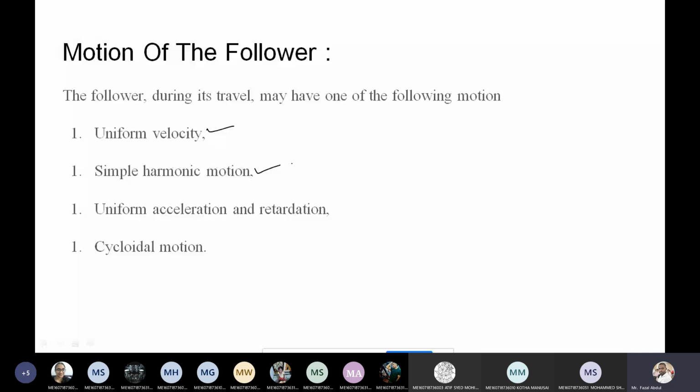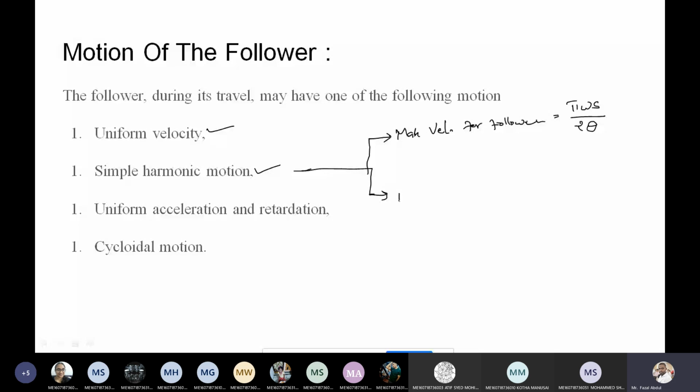Now for the simple harmonic motion, two relations we have. That relation you need to remember. That empirical relations are very important here. What are those? First thing is the maximum velocity for the follower. The equation is pi omega into s by 2 theta. This is the maximum velocity for the follower.